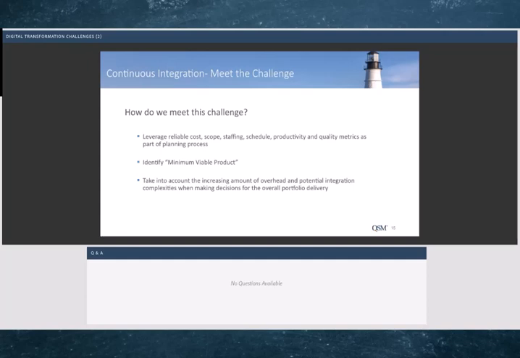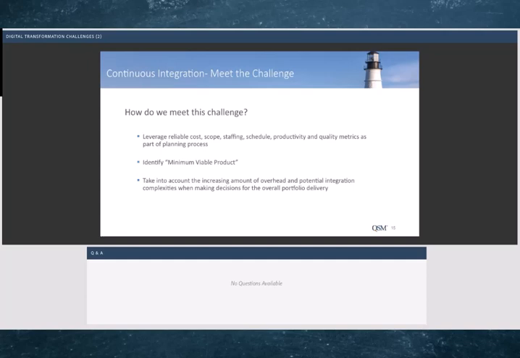And they try to roll it up and kind of guess at the overall integration and testing and development costs. What we like to do is take a top-down approach and actually measure cost and scope and productivity as part of the overall program. So leveraging metrics as part of the planning process is one way to help.